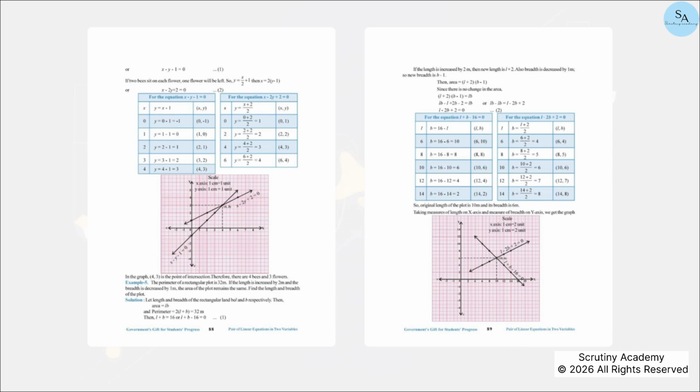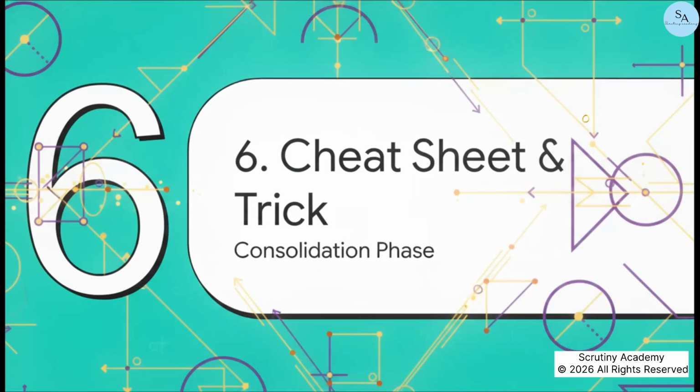You plot your 2 lines, and beautifully, they cross right at x equals 10 and y equals 6. So the original length is 10 meters, and the breadth is 6 meters. We literally just conquered a terrifying word problem by drawing 2 simple lines. How cool is that? And finally, we made it to Section 6, cheat sheet and trick.